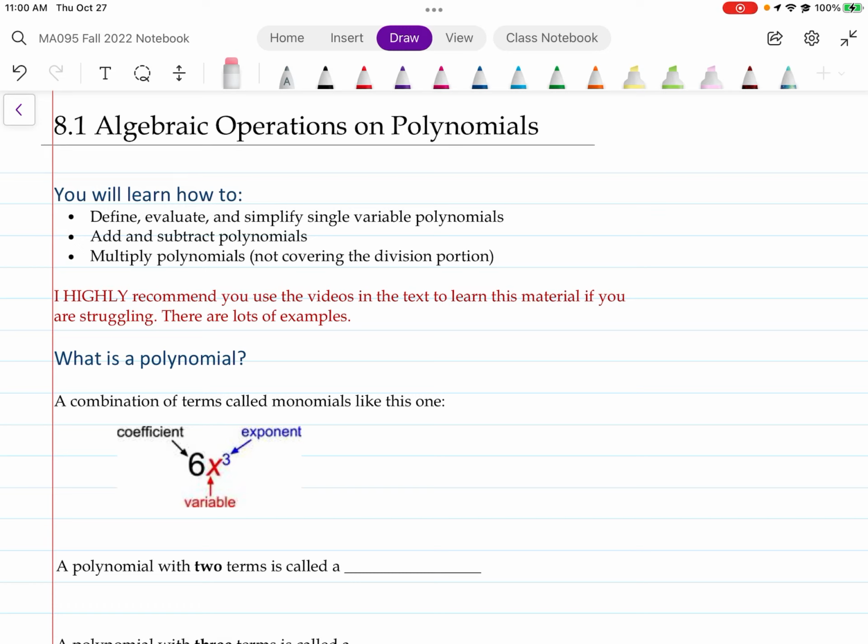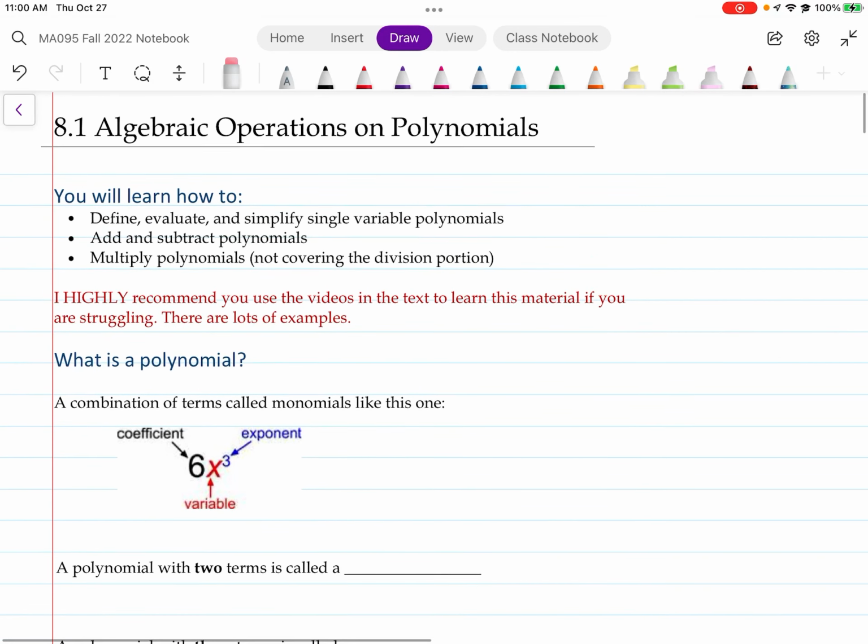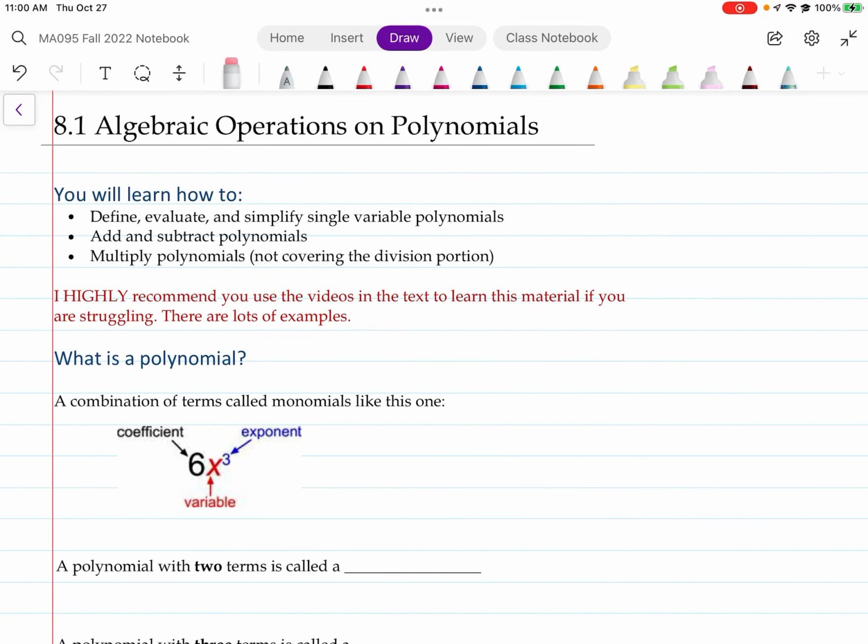So we're going to look at defining, evaluating, and simplifying, adding, subtracting, and multiplying, but we are not covering the division portion. If any of this is hard for you, I highly suggest using the videos in our textbook to learn the material. There are tons of examples there.